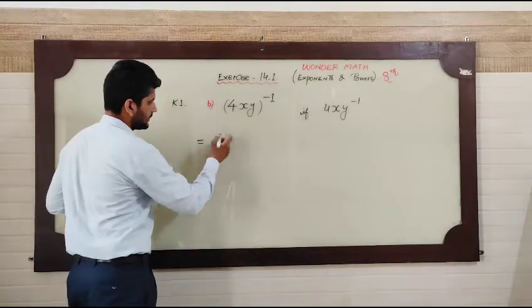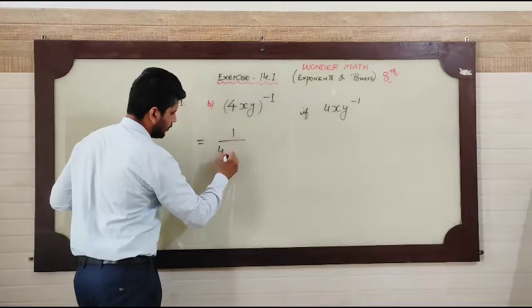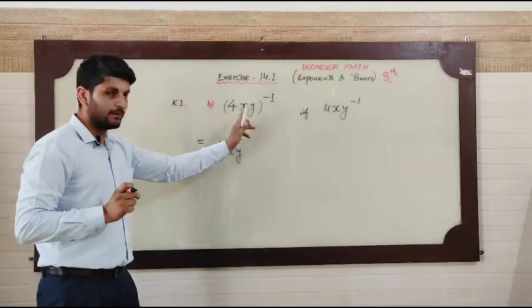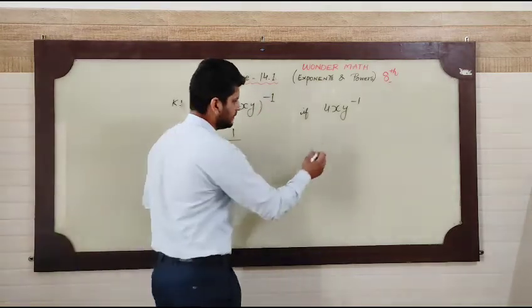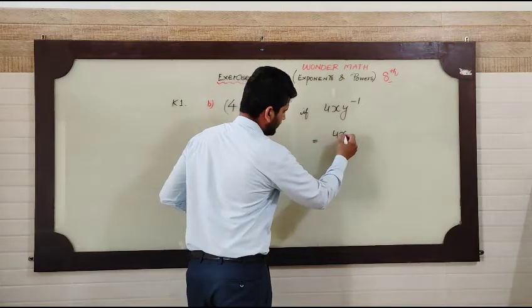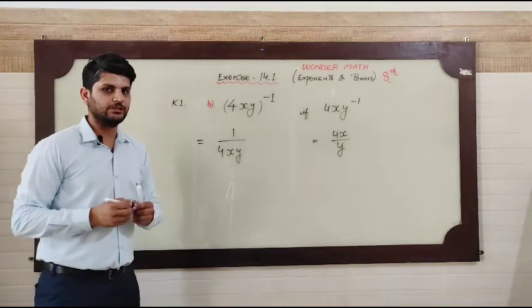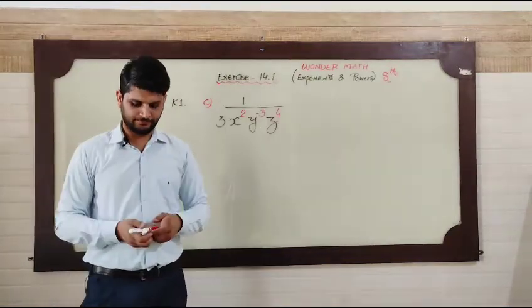For its answer, because the power is negative, it will come in the denominator. So its answer is 1 upon 4xy, because I have said here whole power minus 1. It means the whole will come downside. Here only y has the power, so it can be written as 4xy upon, 4xy will come in the denominator. So keep this in mind. This is your answer, and keep this also in mind.